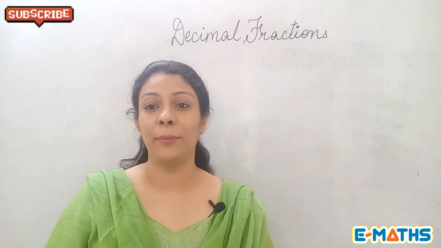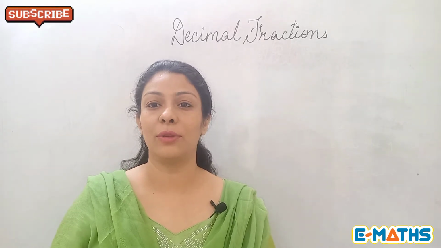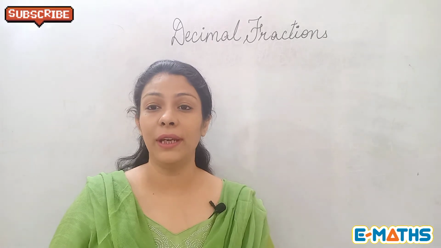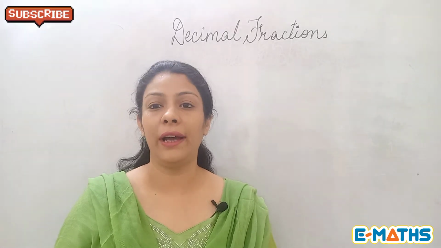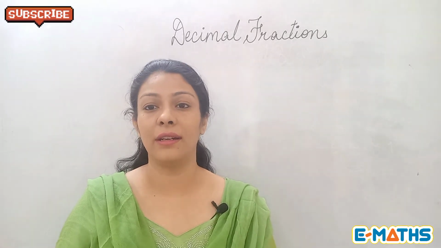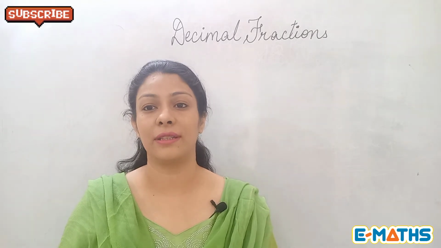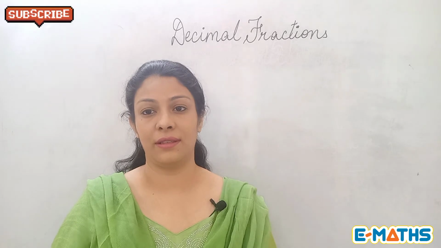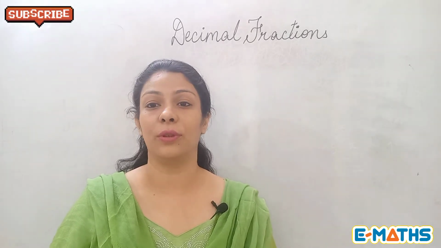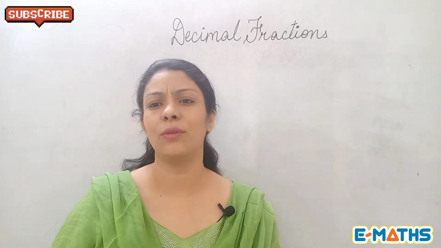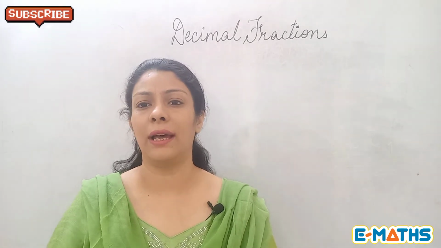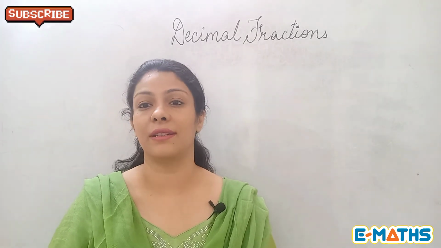So first of all, I'm going to tell you the basic concept of decimal fractions. A fraction whose denominator is 10 or a higher power of 10, that is 100, 1000, 10,000, etc., is known as a decimal fraction, like 4 upon 10, 4 upon 100, 7 upon 1000, and so on. These all are known as decimal fractions.